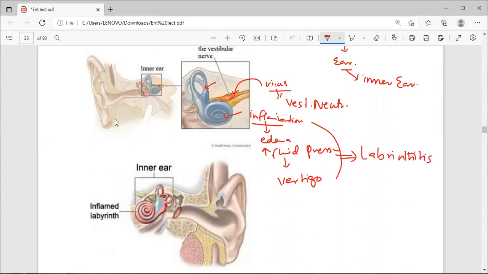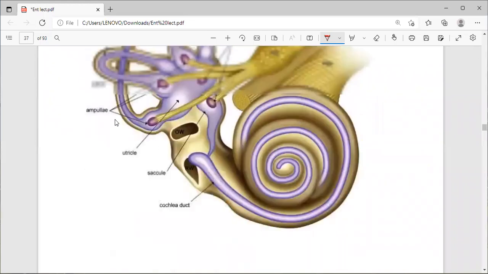So there are some similarities and there are only two differences. Okay, inflammation of the vestibulocochlear nerve through a virus is called vestibular neuritis, while inflammation of the labyrinth, okay, is called labyrinthitis. Now let's move further.